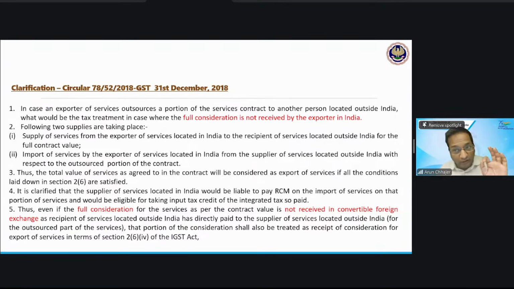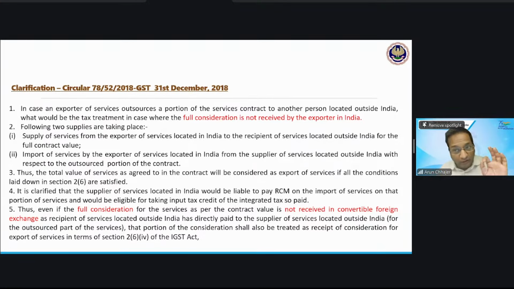It says that if the full consideration is not received by the exporter, what happened? Mr. A, who is exporter, to Mr. John, let's say $1,000. Then he has outsourced certain work to Mr. Bronch.